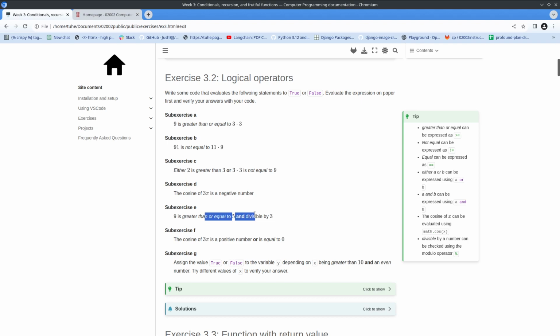Okay, that problem was a little bit mean, I feel. The cosine of 3 pi is a positive number or it is equal to 0.